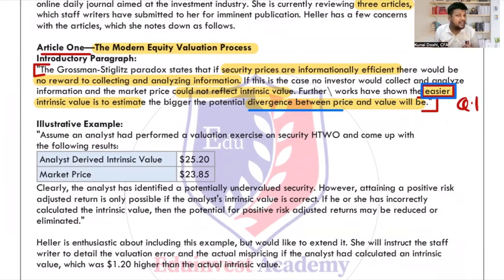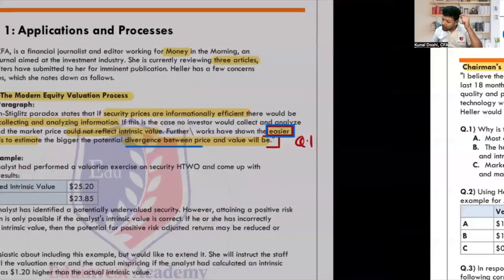See, if it is easier to determine intrinsic value, what will happen? The intrinsic value and market price will be close. So the divergence will not be as high. But if it is difficult to find intrinsic value, if the information is not available, then the divergence will be high. So one thing that is wrong with this statement is the word easier.